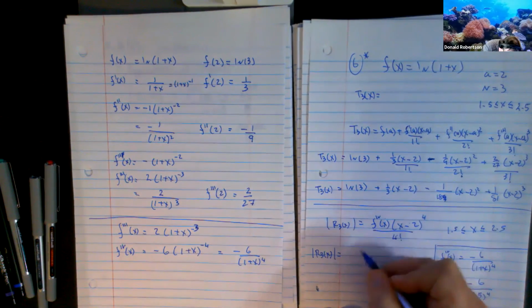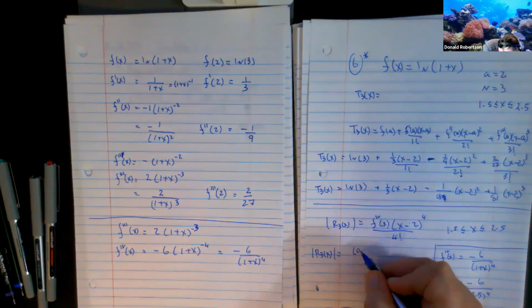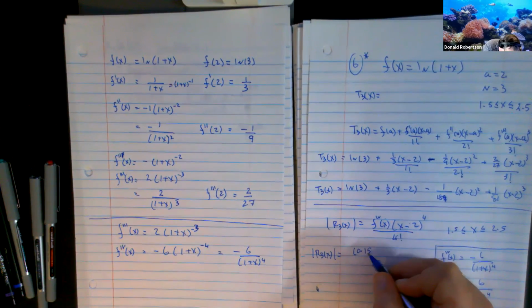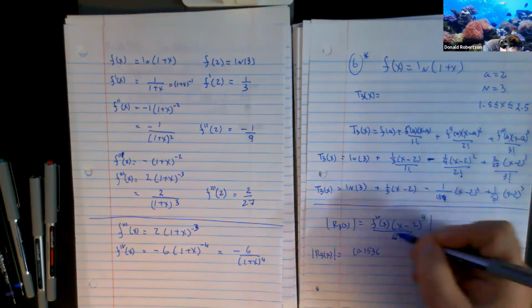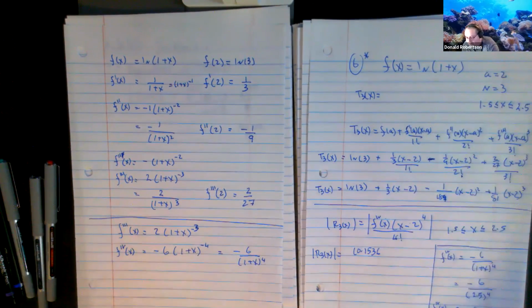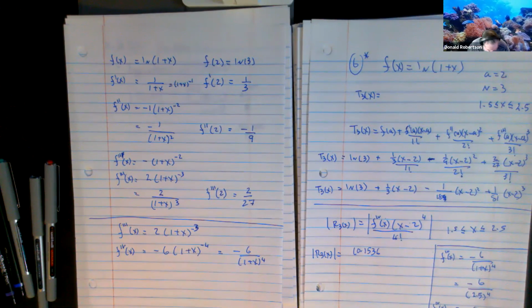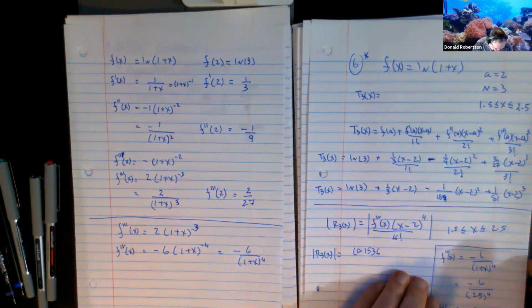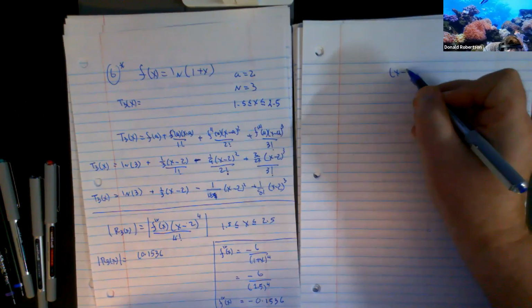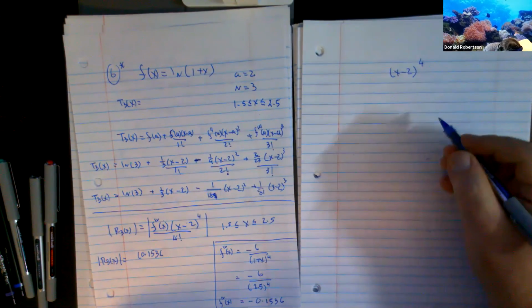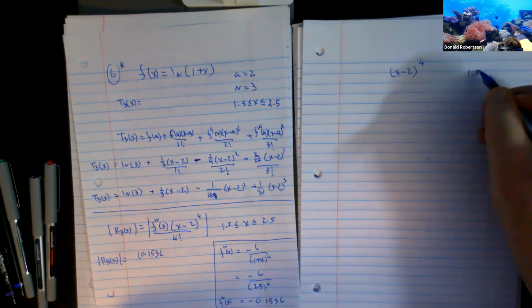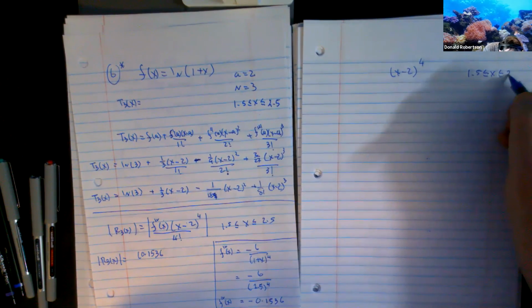So this piece is 0.1536. Why don't I care about the negative? Because there's an absolute value around everything. Okay, x minus 2 is coming up. x minus 2 to the power of 4. Its maximum value in this range.